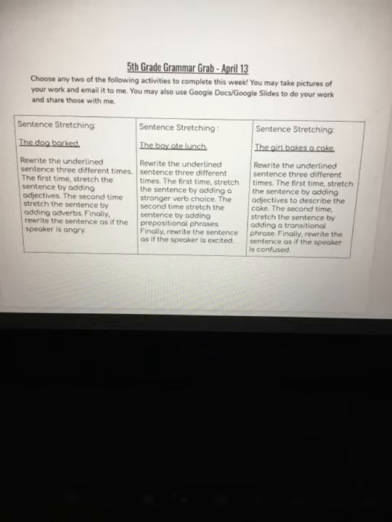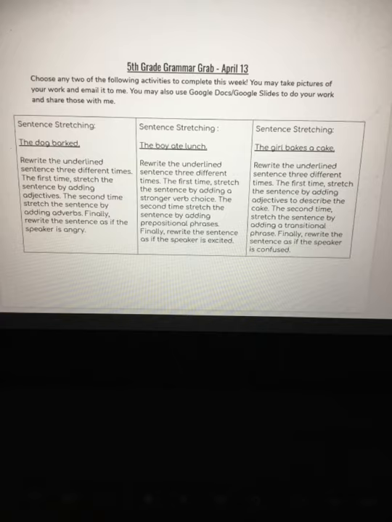Everyone, this week we are going to talk about your assignment for writing, and it is the Grammar Grab again. I know there was some confusion on here. It says to choose any two, and you should be doing two of the three boxes. I know on the work packet it says just to do one, but you should be doing two. That was a typo on our part. So just make sure this week you do two out of the three boxes.